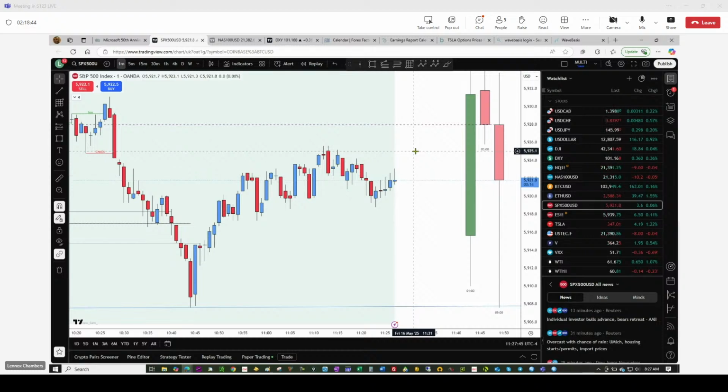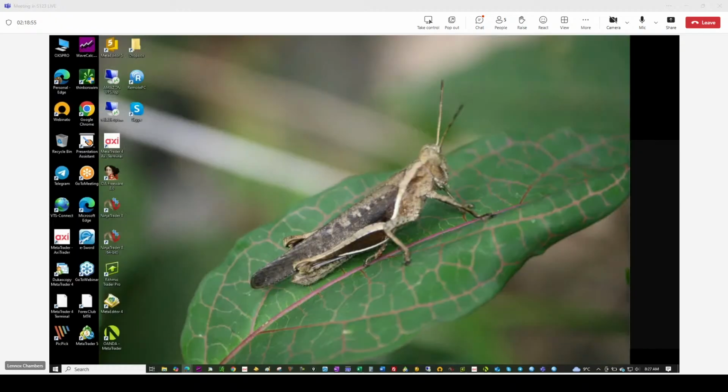The interesting thing is that volatility is not that strong right now. I mean, you can have a tighter stop at this point. ATR is only about 10 on a 1-minute chart.